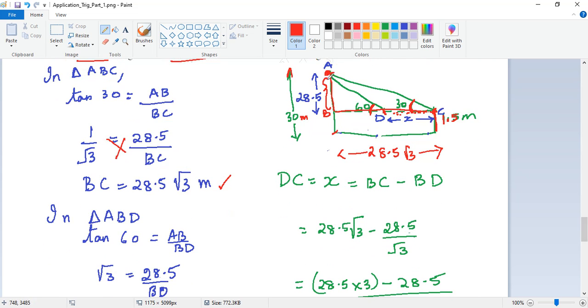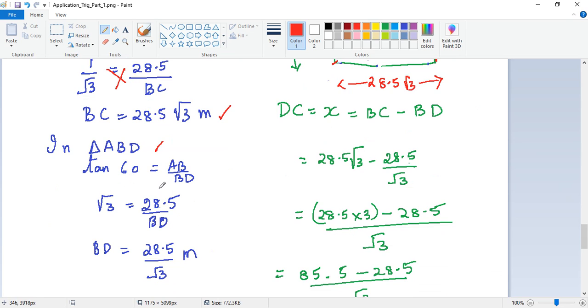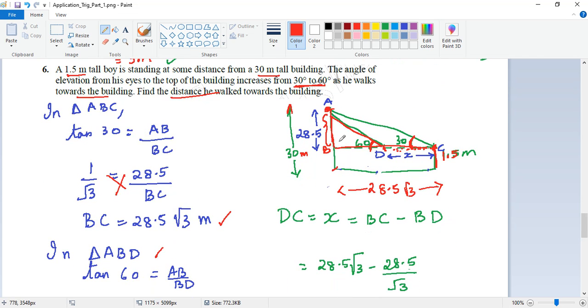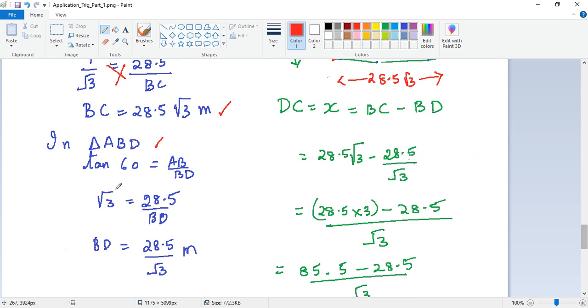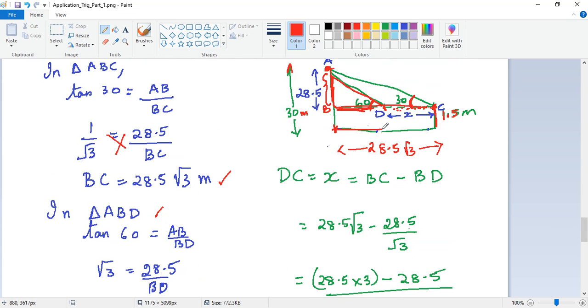Now I have to take the smaller triangle, not ABC, sorry, ABD, this little triangle. ABC we have already found out. You can't use ACD because it's not a right triangle, so I can't use ACD to find the x. First I found the whole thing, ABC, because it is a right triangle and I can use 30 degree for this. Then I will use the 60 degree, that is triangle ABD. So in triangle ABD, tan 60 equals AB over BD. Tan 60 is root 3, AB is 28.5 and BD is what we need to find. So I cross multiply and get BD equals 28.5 over root 3 meters. BD is this little part from here to here.